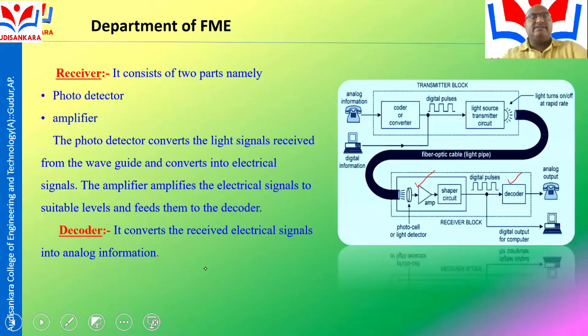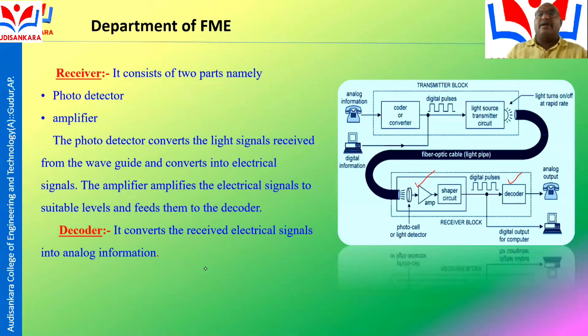It amplifies the electrical signals to a suitable level and feeds them to the decoder. The decoder converts the received digital signals into analog information. The whole process is called the optical fiber communication system.